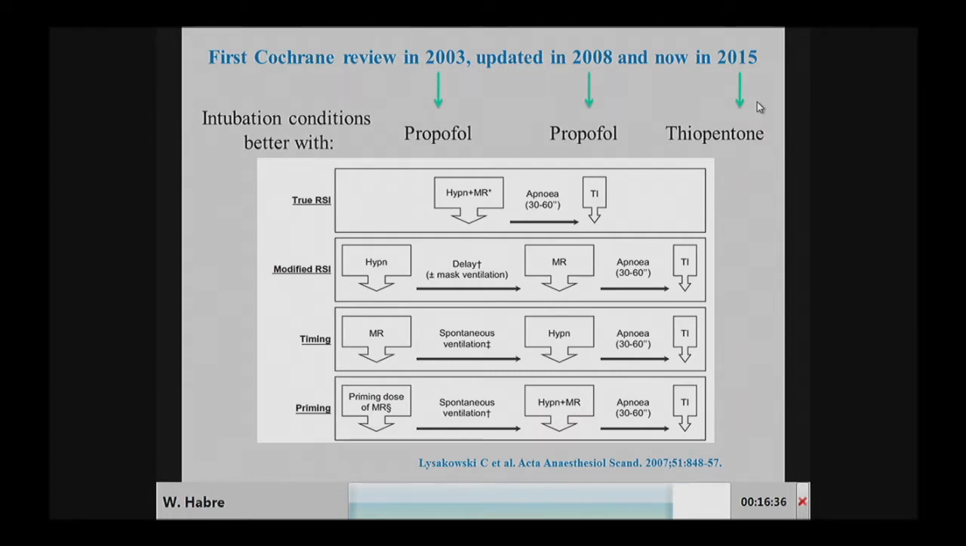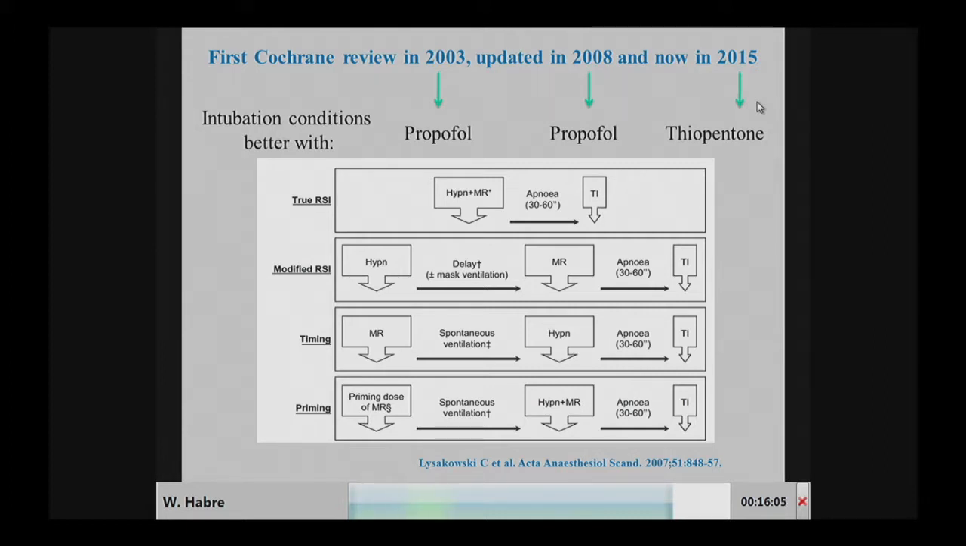Now, if you look at the Cochrane systematic analysis comparing rocuronium and succinylcholine, in 2003 Cochrane suggested that if you use propofol during rapid sequence induction, it gives better conditions. In 2008, if you use propofol, again, it's good condition. And in the recent one, if you use thiopentone with succinylcholine, it's better condition. So I'll tell you where the problem comes from. It comes from all these studies talking different languages.